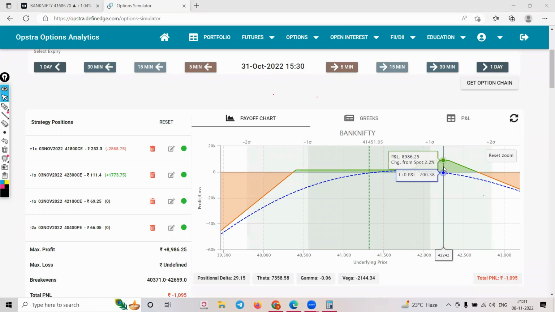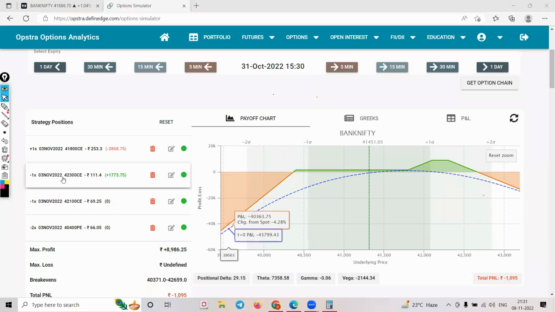Ravi, what is the suggested capital you would like us to have? For this setup, with zero loss? I think for this sort of debit spread, it will take around 3 to 4 lakhs, since we have 2 sold positions.